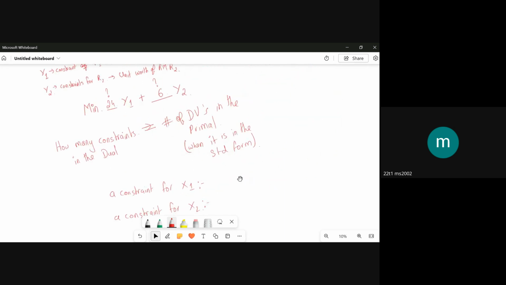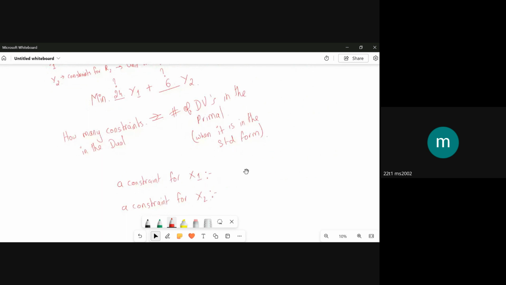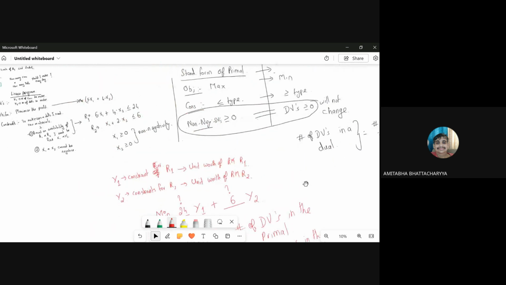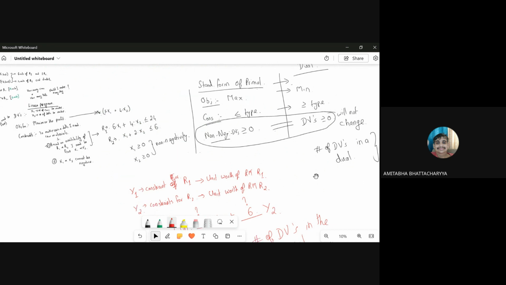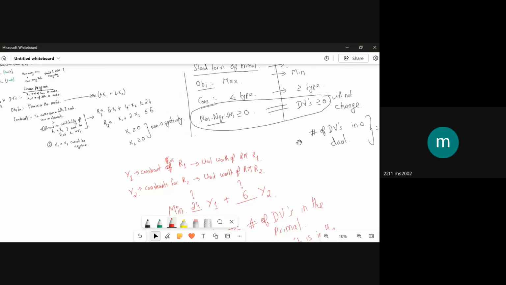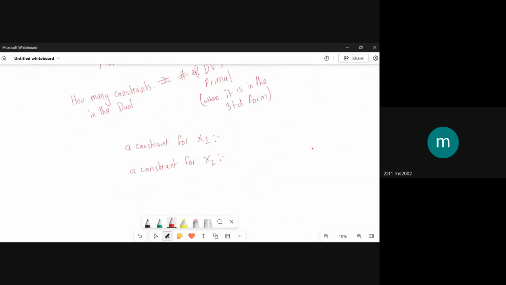Okay. So how will I write the constraint for x1? Sir, can you show us the primal? It will be 6y1 plus y2 greater than or equal to 5. You are absolutely correct. I make a matrix and I just transpose it. Very good. That is the shortest way to do it.